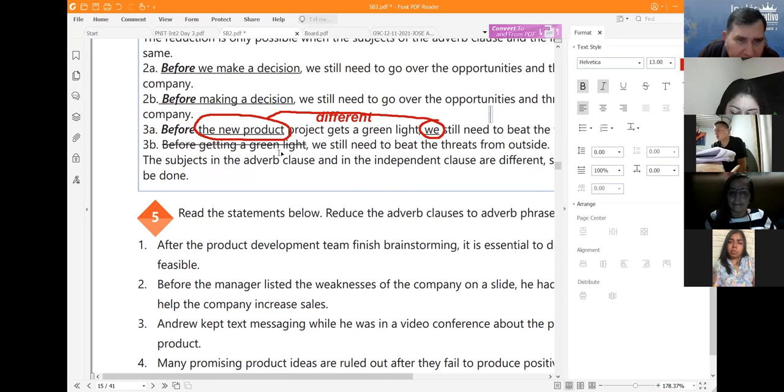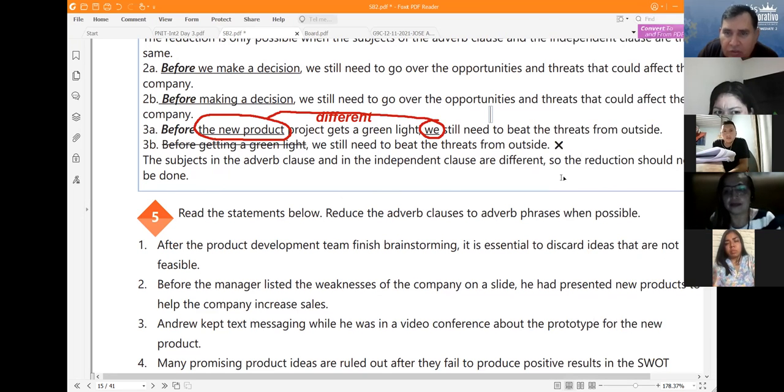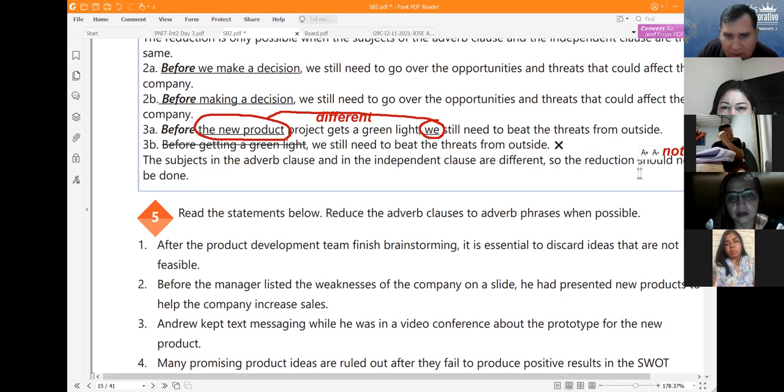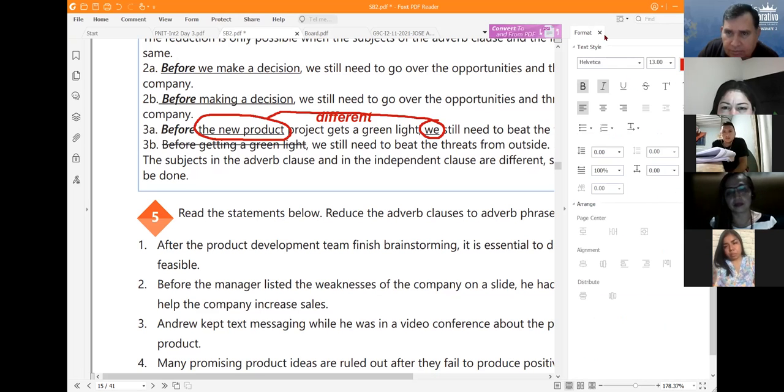So before getting the green light, nope, because they're different subjects. Okay, so here it says the subjects in the adverb clause and in the dependent clause are different. So the reduction cannot be done. Remember, should means optional. Here there is no option. So we cannot say should.